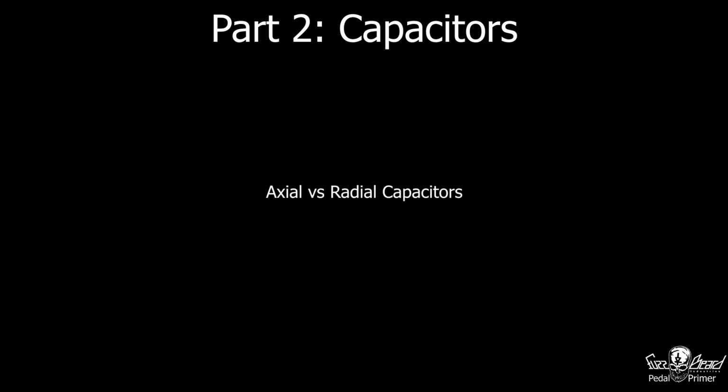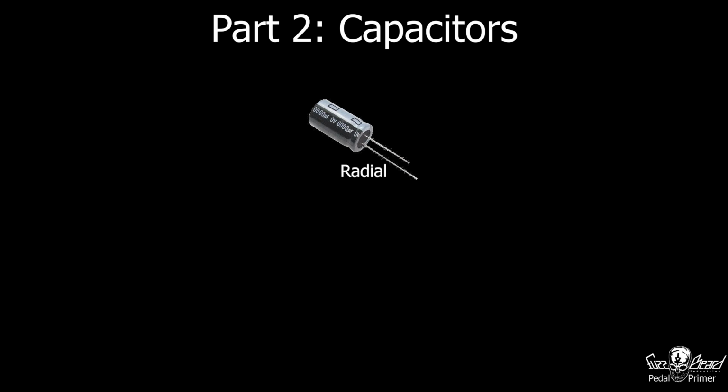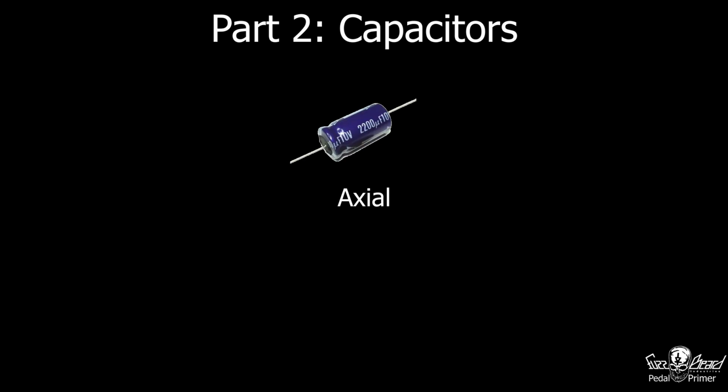Capacitors are identified as either axial or radial based on where their leads are connected to the body, with radial capacitors being the most common configuration. Radials have both legs coming out of the bottom of the body, meaning that they stand vertically on the board like a little top hat. This is opposed to axial capacitors, which have the legs coming out of each end, much like a resistor.